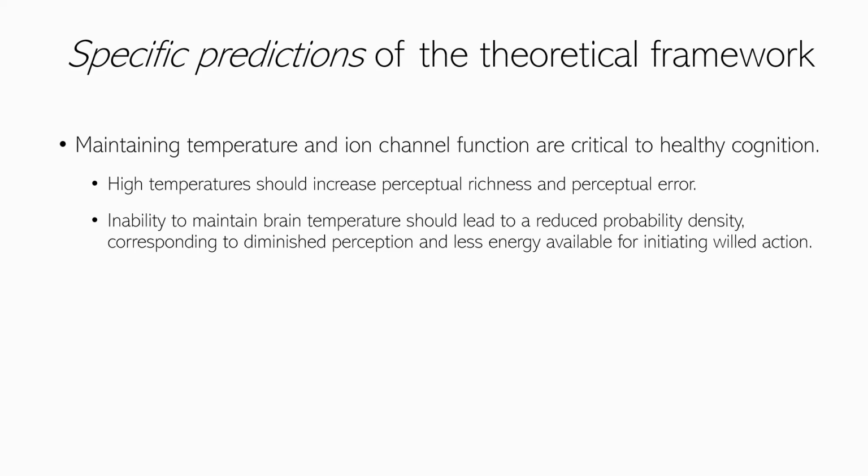And conversely, an inability to maintain brain temperature should lead to a reduced probability density, corresponding to diminished perception and less energy available for initiating willed action. And that really has implications for age-related dementia in cases where metabolic efficiency declines with age.